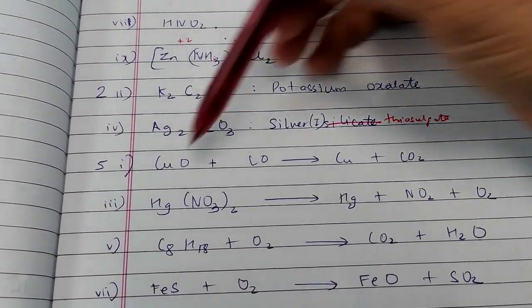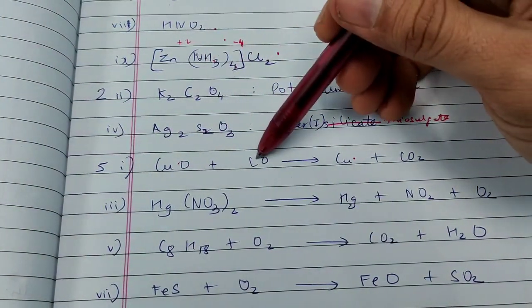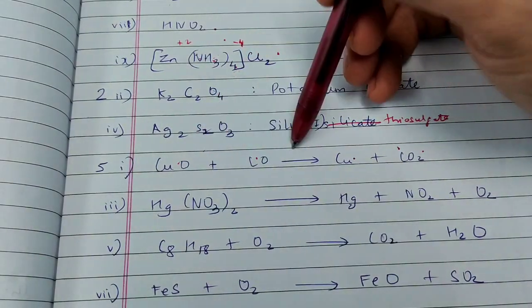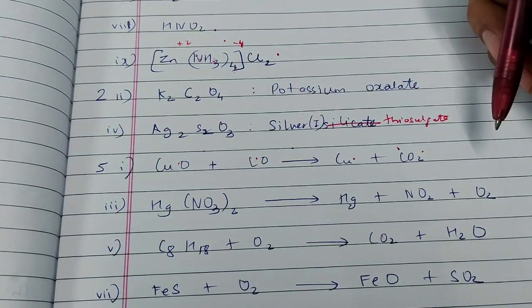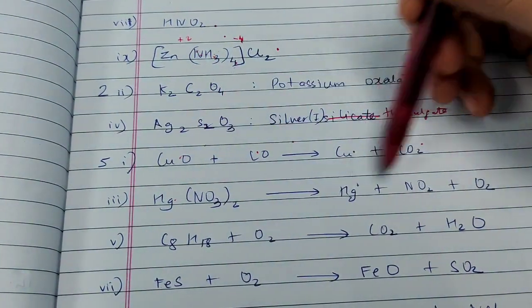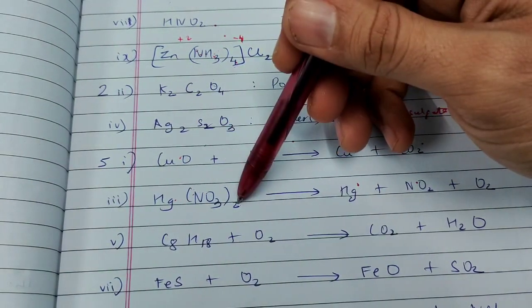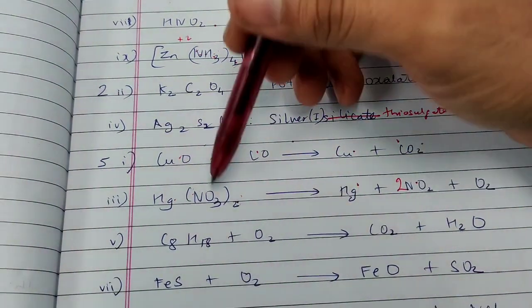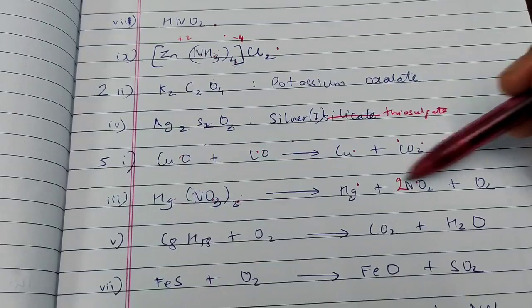First one. Copper is 1 and copper is 1. Carbon is 1 and carbon is 1. Oxygen is 2 and oxygen is 2. Balanced. 1 mark. Mercury is 1 and mercury is 1. Nitrogen is 1 but nitrogen is 2. So put a 2 out here. Oxygen is 3 into 2, 6. And oxygen is 4 plus 2, 6.